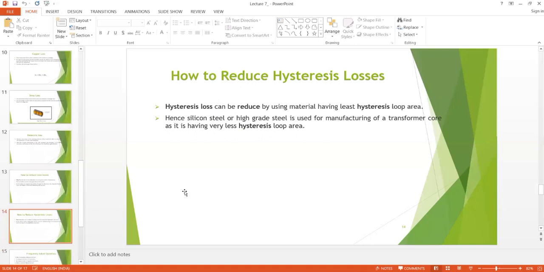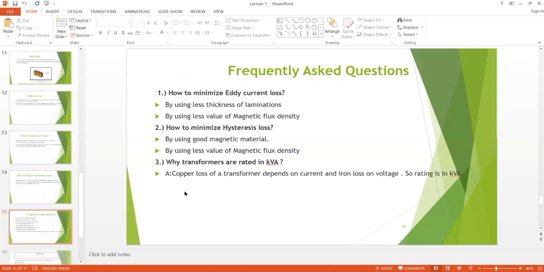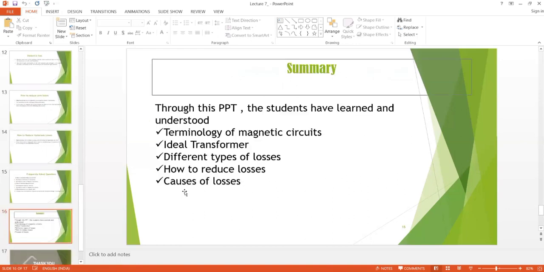and reduce eddy current. For hysteresis, we have to change the material only, so that the least hysteresis loop area, a minimized loop area, is there. So how to minimize eddy current losses? You know very well: thickness of material, or less value of magnetic flux density. Hysteresis, again less value of magnetic flux density, and changing the material.